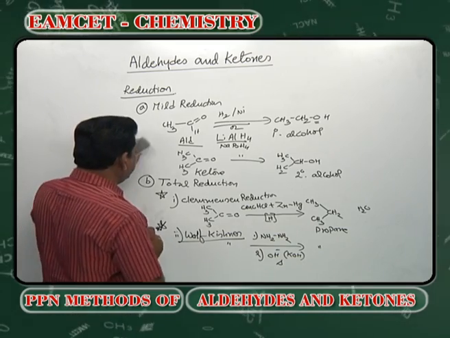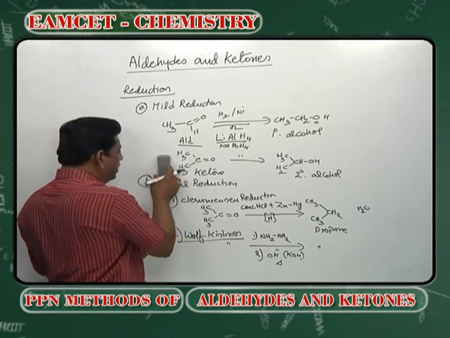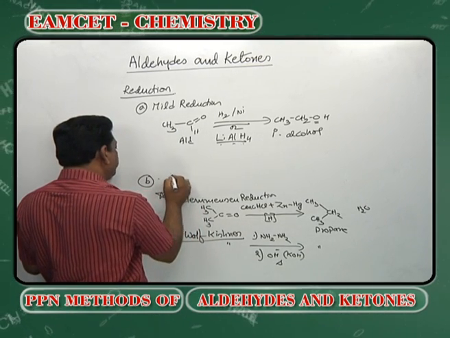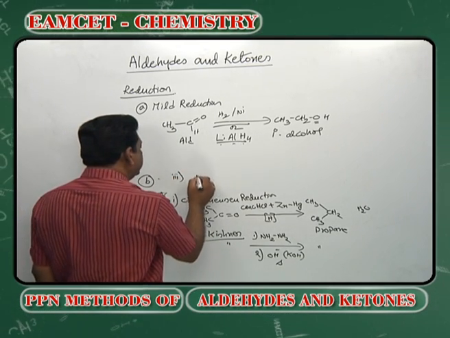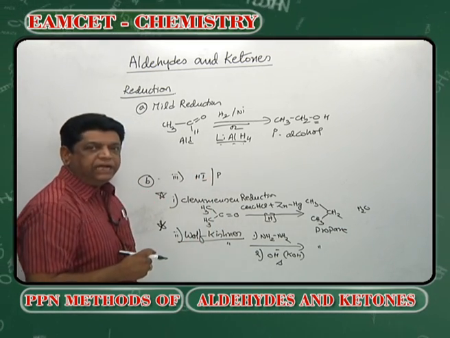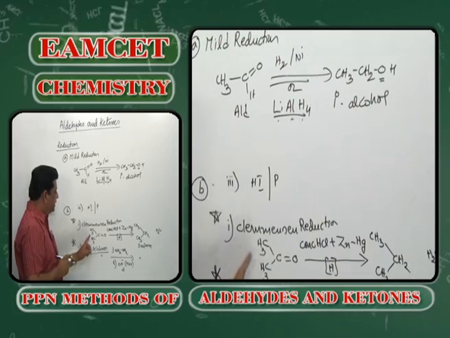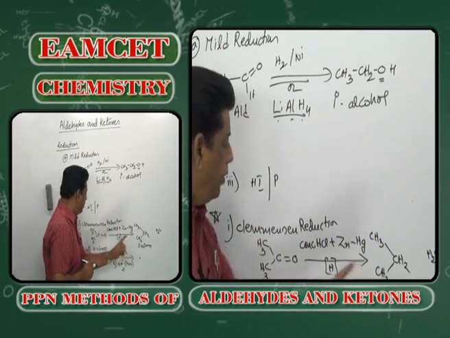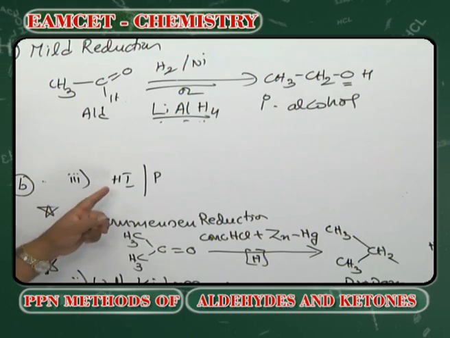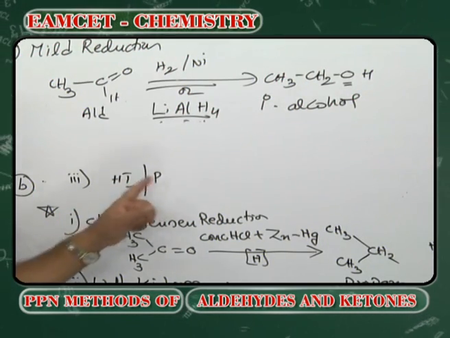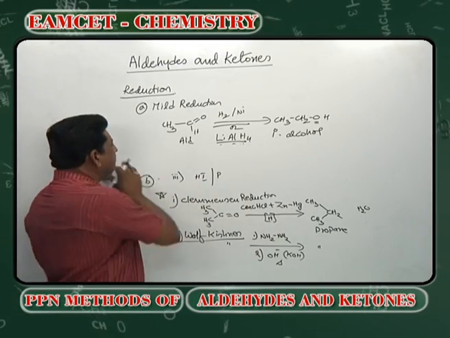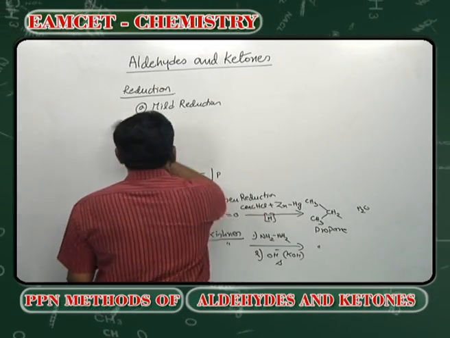We have one more reagent in addition to these 2, which I am writing on the top. This is also a total reduction, with HI in presence of phosphorus. With HI and phosphorus, acetone will also be converted to propane. Clemmensen reagent, Wolff-Kishner reagent, and HI hydroiodic acid in presence of phosphorus are all strong reducing agents which convert it by this type of reaction.